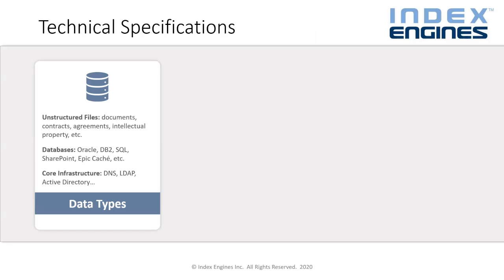and what customers are typically putting into this cyber recovery vault: unstructured files, key documents, intellectual property agreements, databases, Oracle, DB2, SQL, Epic Cache if you're a healthcare organization, and a lot putting in core infrastructure, you know, DNS, LDAP, Active Directory to be able to rebuild networks, because cyber criminals do attack this core infrastructure and shut down businesses, networks that way.